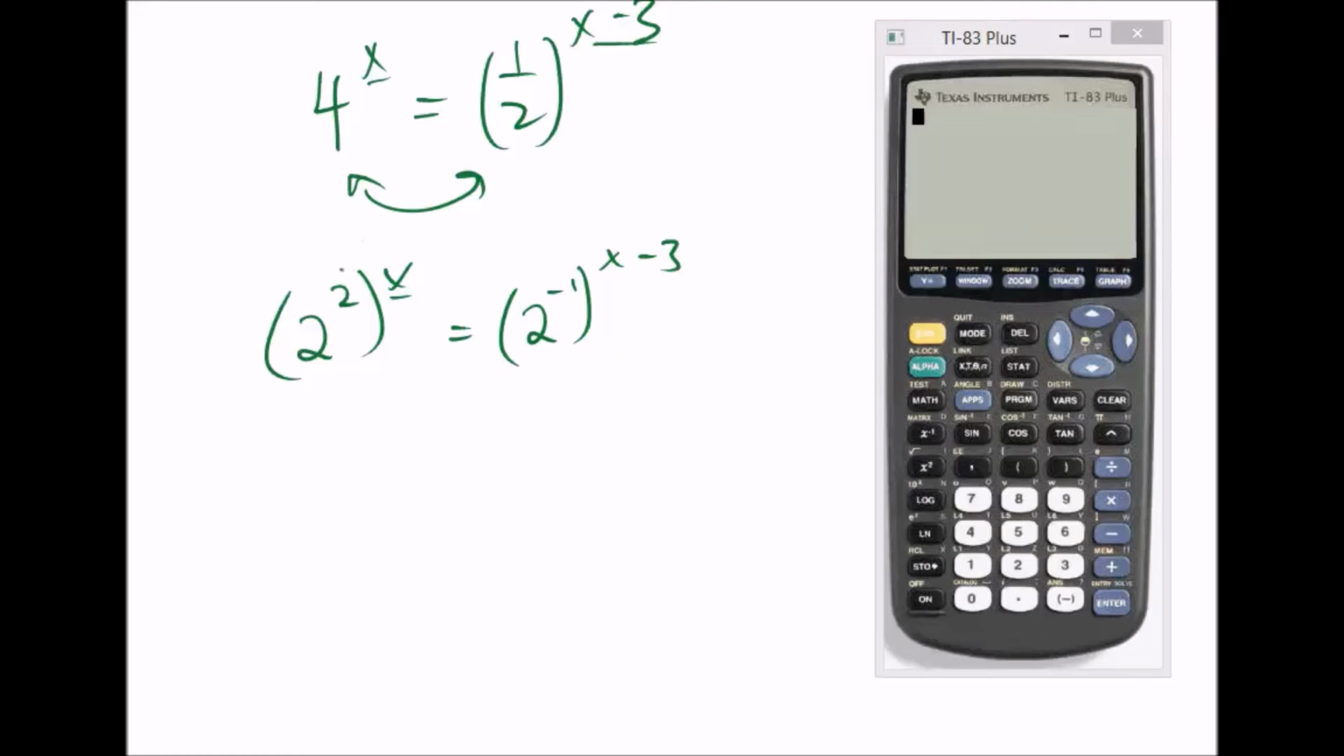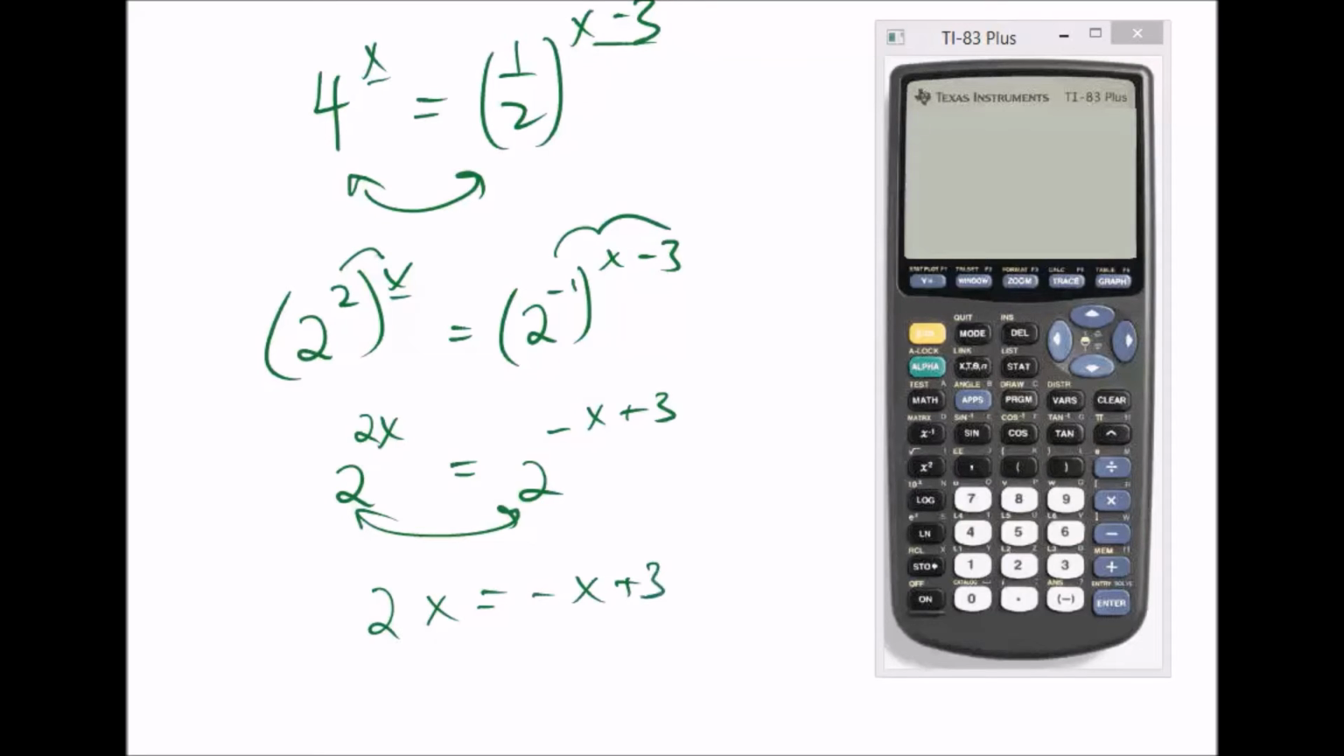Now, when you take an exponent to a power, you multiply through. So we have 2 to the 2x equals 2 to the negative x plus 3. When those bases are the same, we can get rid of them, and we just are left with 2x equals negative x plus 3. Solve it. 3x equals 3. x equals 1.